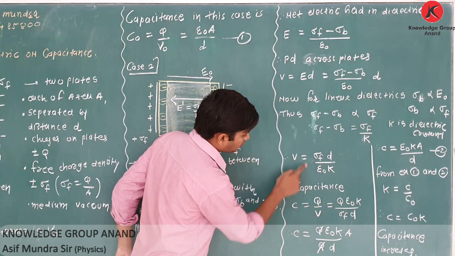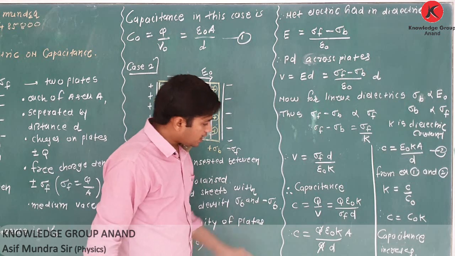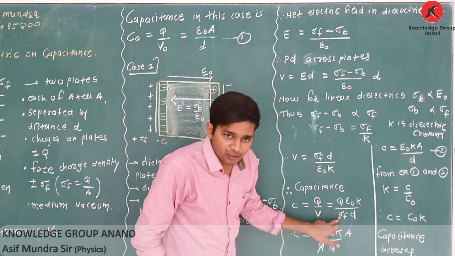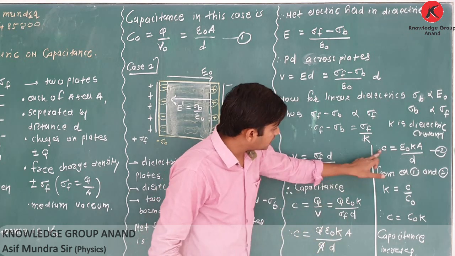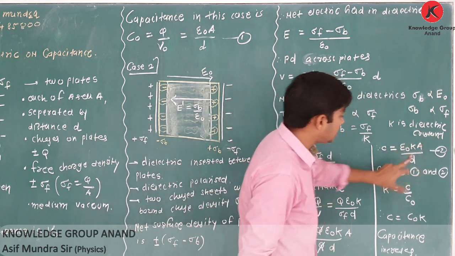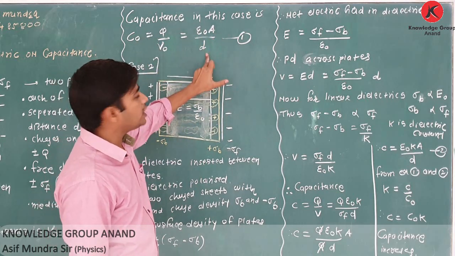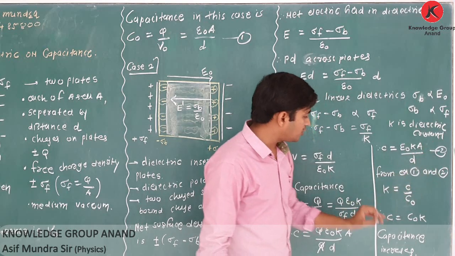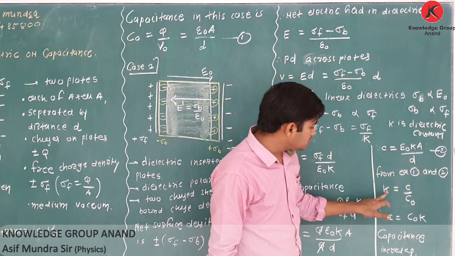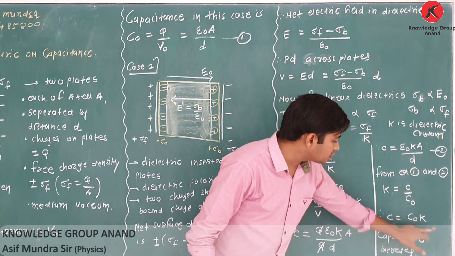If you put the value of V, that is sigma F D upon epsilon 0 K, and you know sigma F is equal to Q upon A, Q cancels and you will get C is equal to epsilon 0 K A upon D. Now equation 1, C0 is equal to epsilon 0 A upon D. Equation 2, C is equal to epsilon 0 K A upon D. If you divide these two equations, you will get K is equal to C upon C0. That is, C is equal to C0 K.